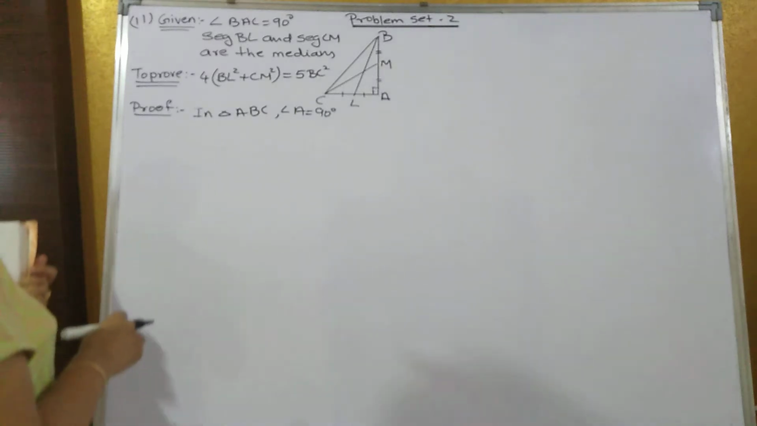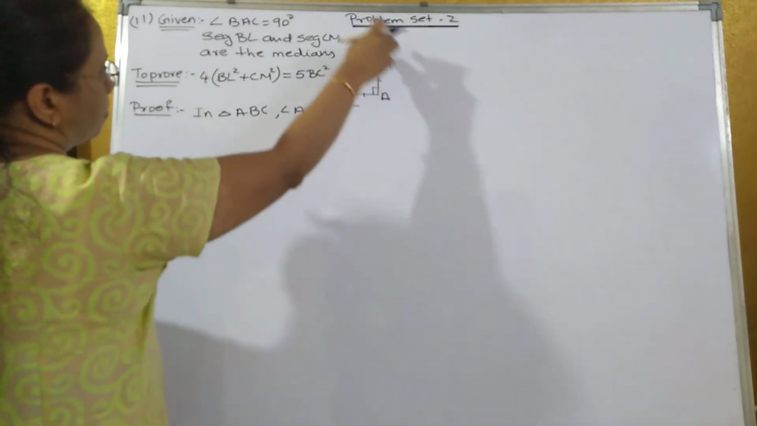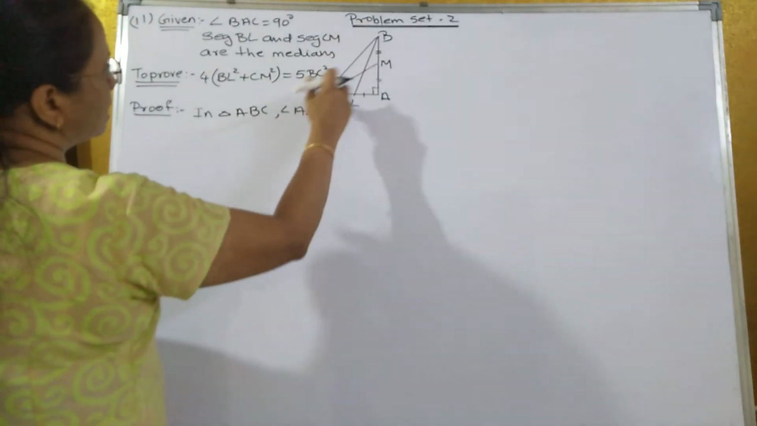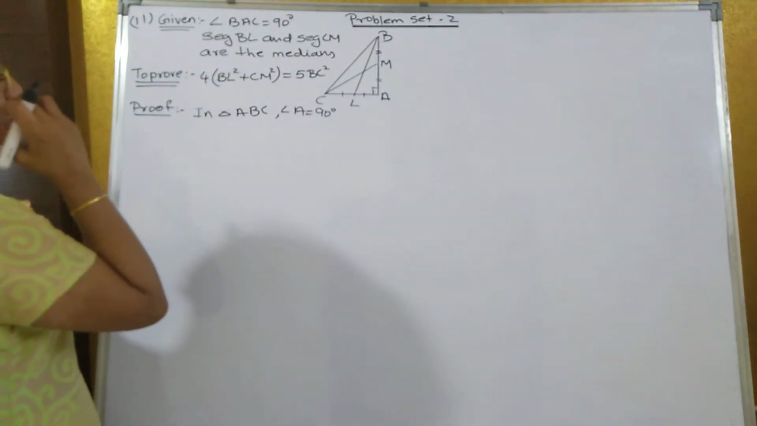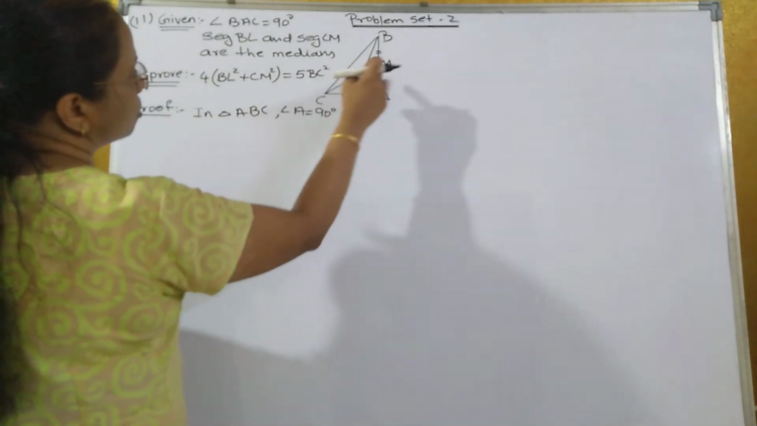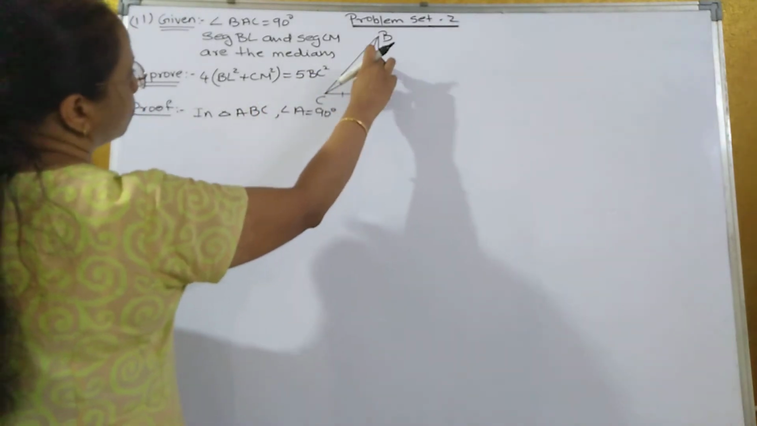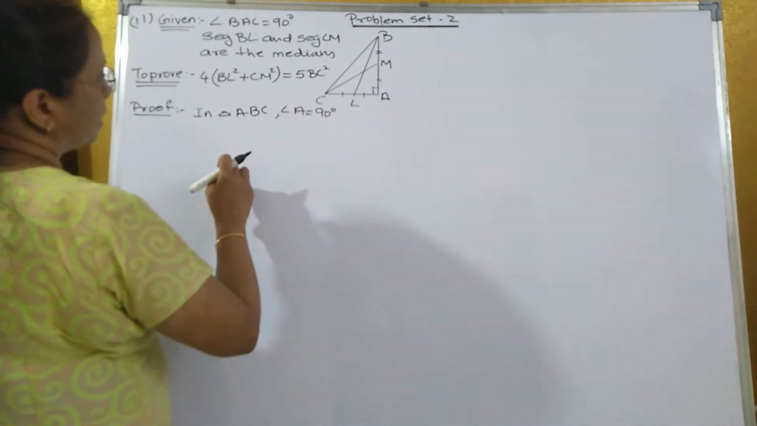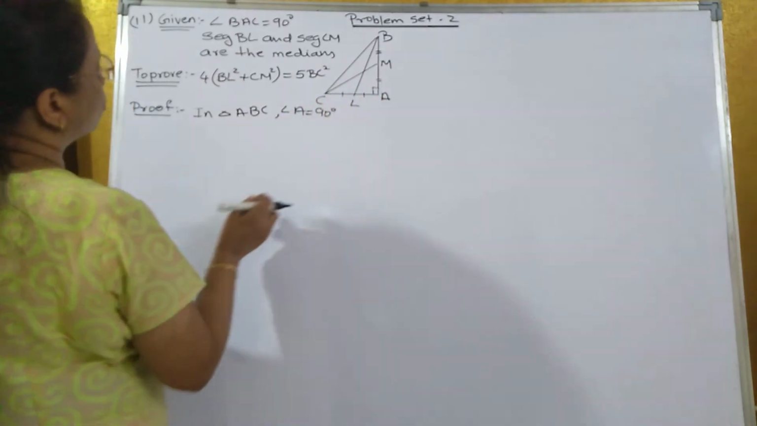Now the 11th sum. They have given that in the bigger triangle ABC, angle A is 90 degrees, and BL and CM are the medians. What is the meaning of median? From the vertices to the opposite midpoint. That is, point M is a midpoint of AB and L is a midpoint of AC, that is, it divides AC into two equal parts.